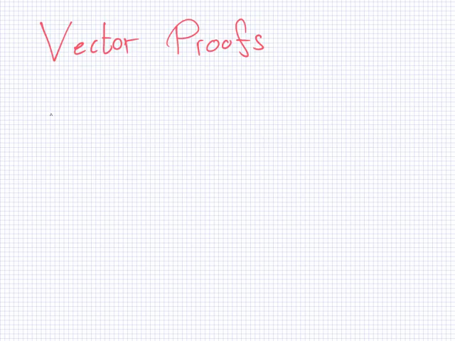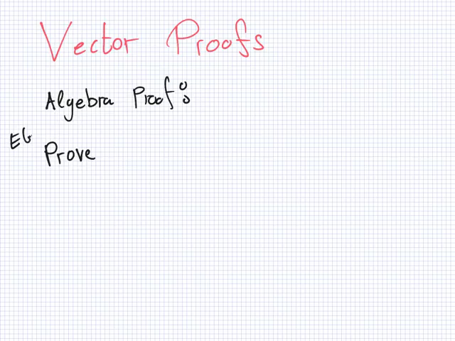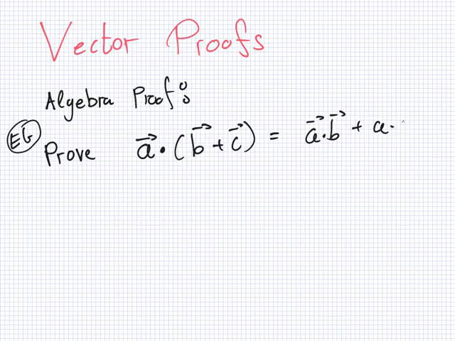So the first type of proof is what you might call an algebra proof. I'll give you an example. It might say something like, prove, so this is our example, prove that A dot (B plus C) equals A dot B plus A dot C, yeah.